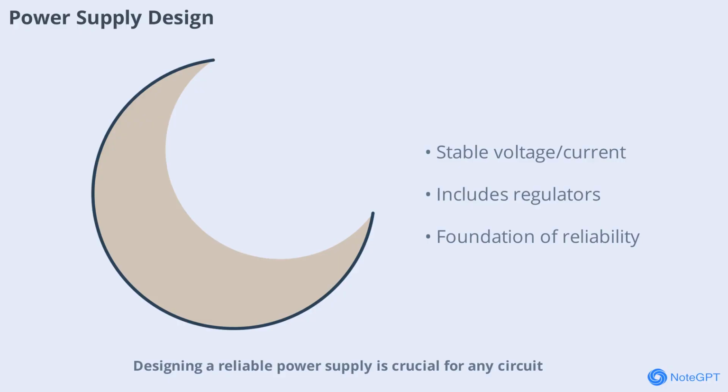Designing a reliable power supply is crucial for any circuit. The power supply must provide the correct voltage and current for all components. Designers often include voltage regulators, filters, and protection circuits to ensure stable and safe operation. A well-designed power supply is the foundation of a successful electronic device.